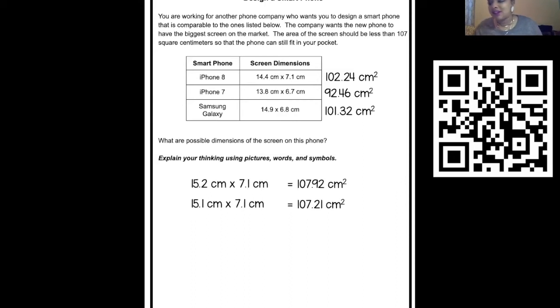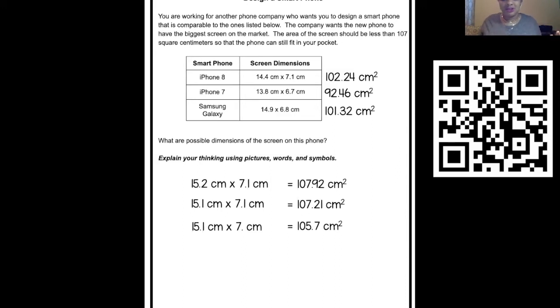And that was still too big, but I noticed that I was getting smaller. So I decided to go a little bit less. I went with 15 and 1/10 centimeters times 7 centimeters. And when I got the area of those dimensions, I ended up with 105 and 7/10 centimeters squared. So that is definitely a possible option for my phone. It is the largest of the ones listed, and it is less than 107 centimeters squared.